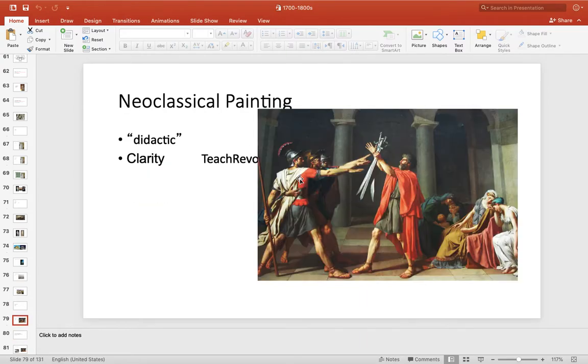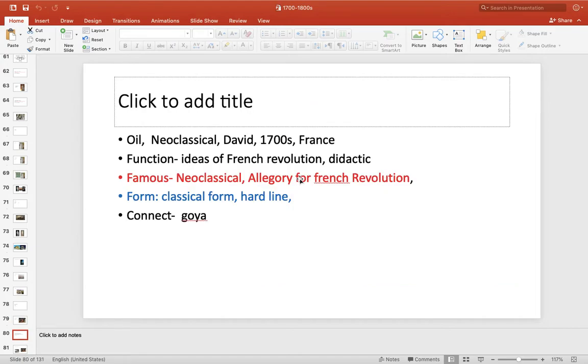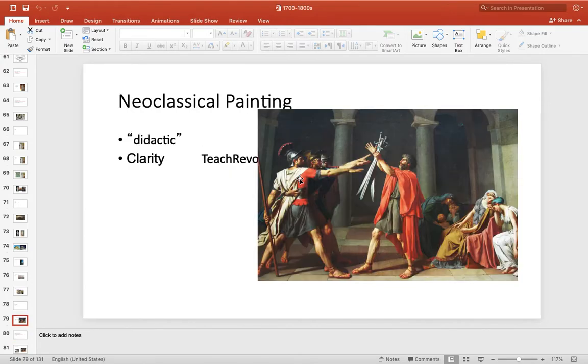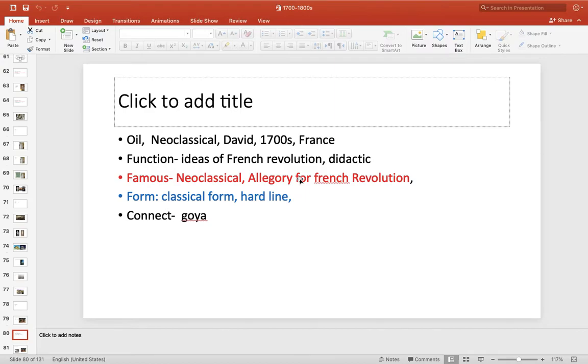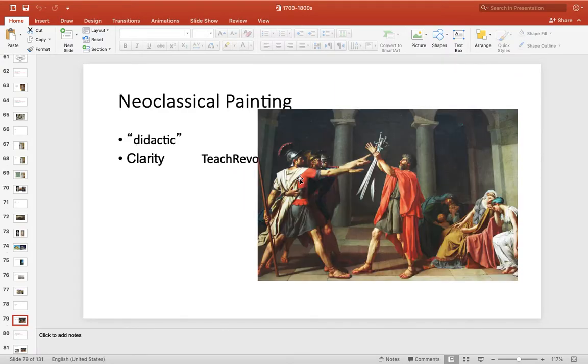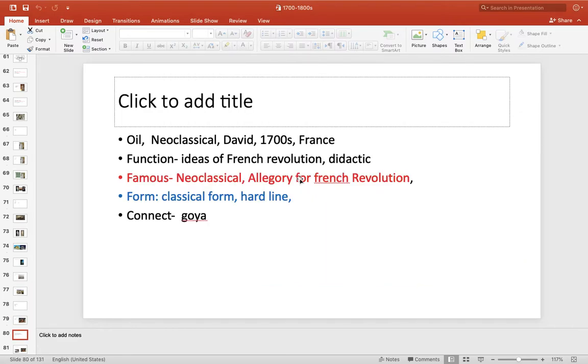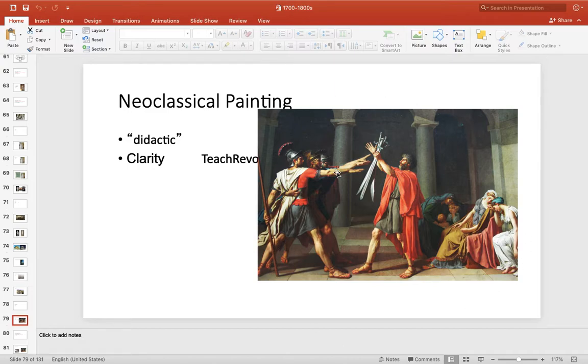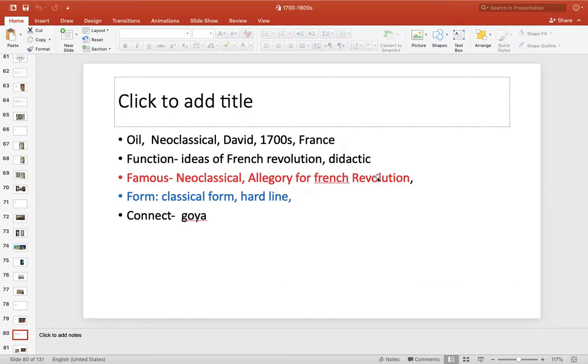The material is oil. The artist is David. The style is neoclassical. The place, France. The date, 1700s. Function: this is really expressing the ideas of the French Revolution allegorically. Famous because it's the first neoclassical painting, and it's an allegory of the French Revolution. It's a Roman story of sacrifice, but it's really about sacrifice for the French Revolution.